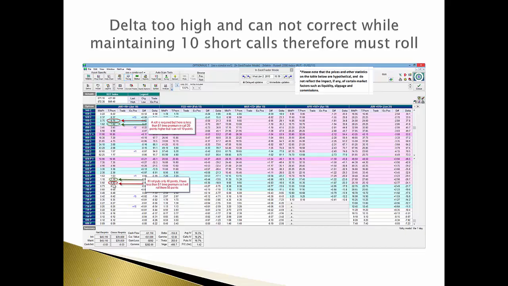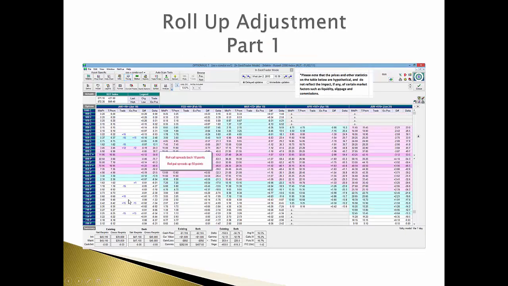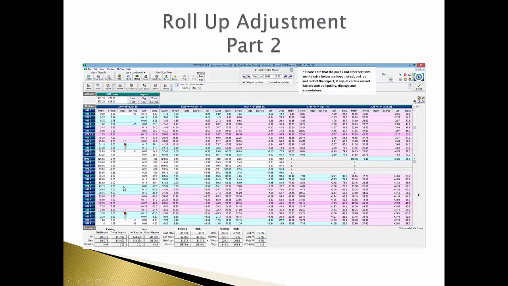That's not enough. So I take them and I roll them up 50 points, where I have $1.18 credit. So we're going to make those rolls. We roll this one 50, we roll this one 10, we add in our 15 short strikes. So we go from minus 12 to minus 15. We come in here, we do our second part of our adjustment, and we do both.